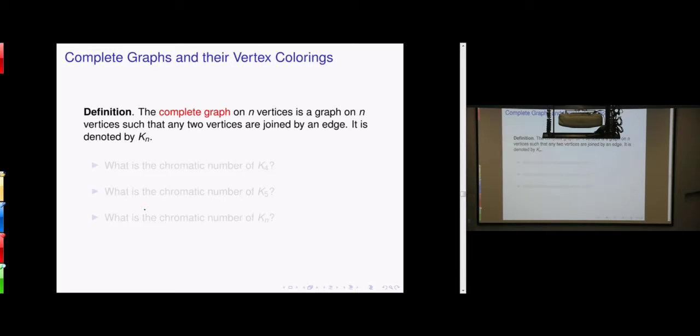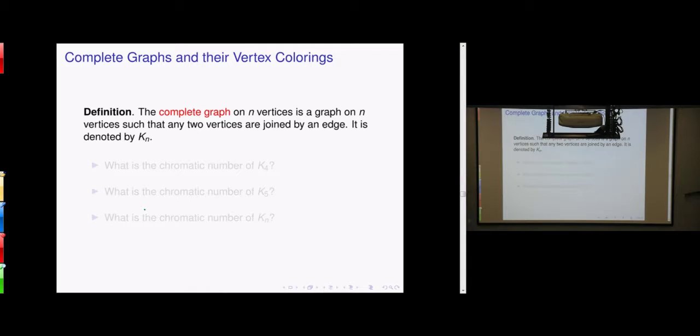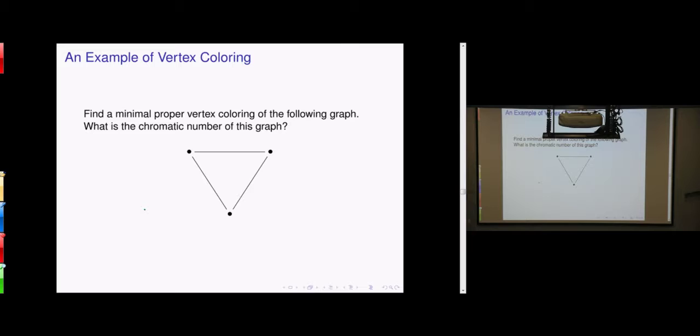Now the triangle is a special case of something called a complete graph. Definition: the complete graph on n vertices is a graph on n vertices such that any 2 vertices are joined by an edge. This is called K, probably from the German version of C for complete, K sub n. This is K sub 3, because you have 3 vertices and they're all connected. No matter which 2 vertices you choose, they are connected.